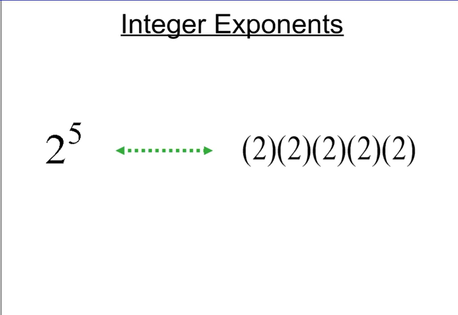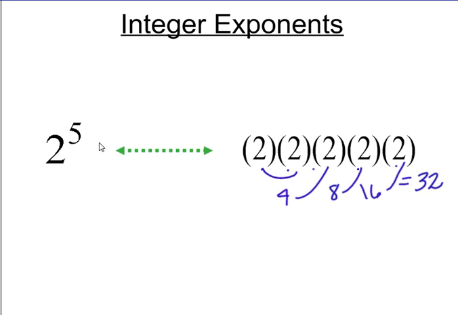So when we have something like 2 to the 5th power, it is basically telling us that we will have 2 five times. And then we would multiply them together. 2 times 2 is 4, 4 times 2 is 8, 8 times 2 is 16, and 16 times 2 is 32. So we keep that in mind that that's how that works.